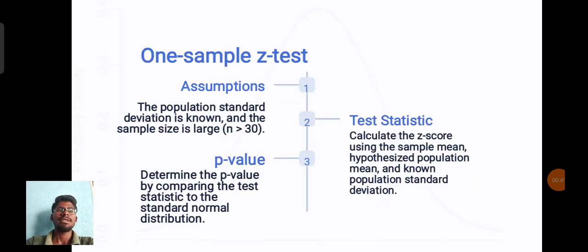One sample Z-test assumptions. The population standard deviation is known and the sample size is large, n greater than 30. Test statistic. Calculate the Z-score using the sample mean, hypothesized population mean and known population standard deviation. P-value. Determine the p-value by comparing the test statistic to the normal distribution.